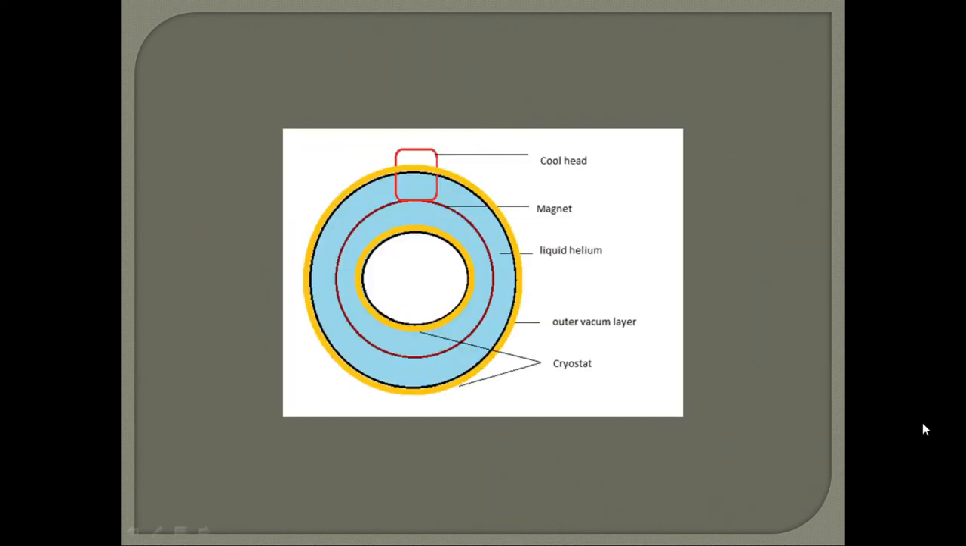This is a picture to make you understand what the cryostat looks like from inside. The yellow line is basically depicting the thermostat and the vacuum. The blue is depicting the liquid helium. The red line basically presents the magnet which is immersed in the liquid helium, and in the center is a bore where the patient is going to lie down. The cold head over there is basically to facilitate the condensation of any gas which is evaporated during circulation of the helium.